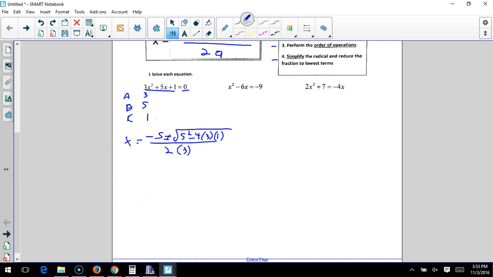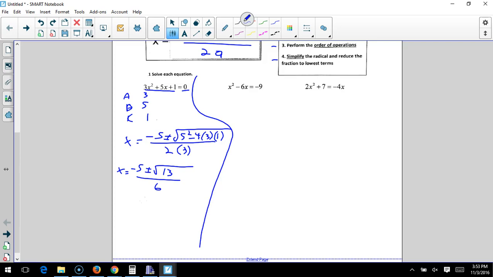3 there. And now you just crunch the numbers. X equals the opposite of 5 plus or minus 5 squared is 25 minus 4 times 3 times 1. So 25 minus 12 is 13 all over 6. And that's as far as you can go because 13 does not reduce. And that's our answer.